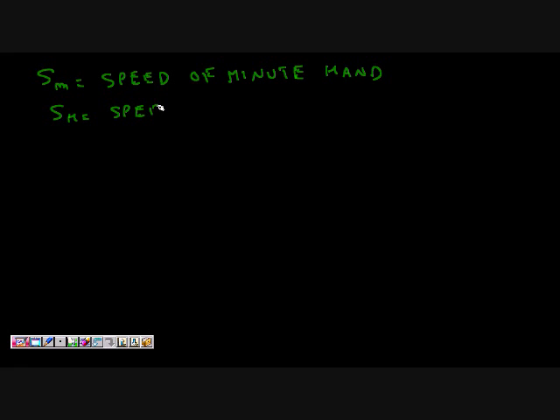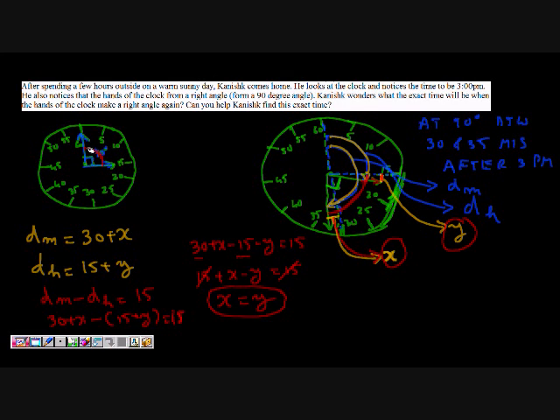Sm is the speed of the minute hand. Okay. And Sh is the speed of the hour hand. Now if you go back to our clock again, the time taken by the minute hand to complete one revolution, or to travel 60 markers, is the time taken by the hour hand to travel 5 markers. We know that the hour hand travels 5 markers, and in the same time the minute hand travels 60 markers.